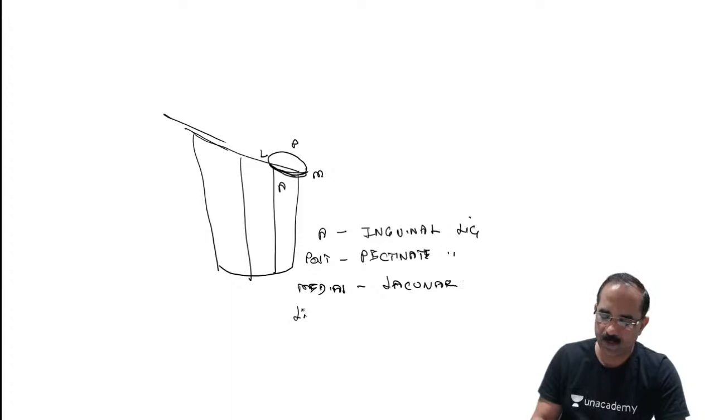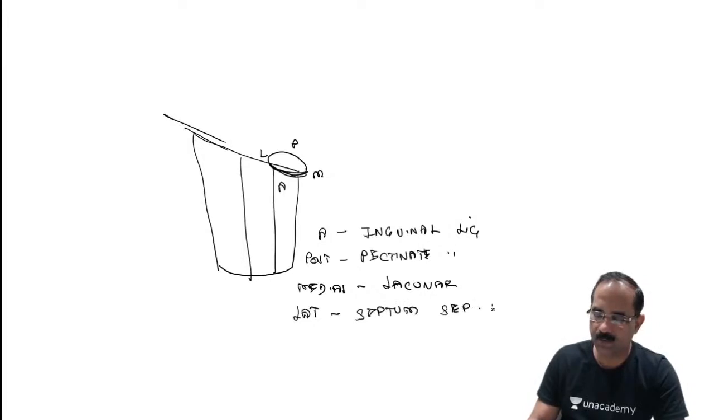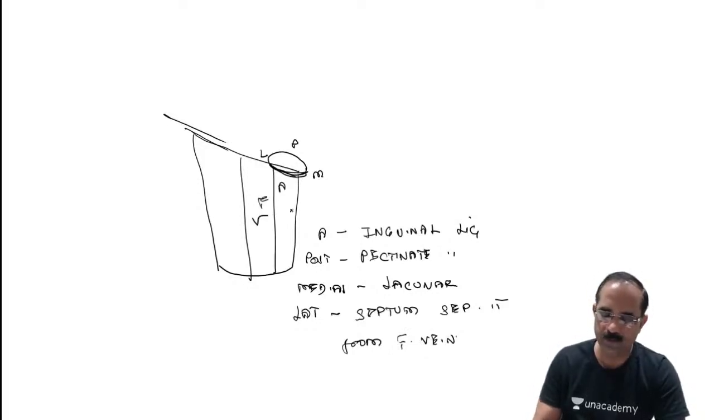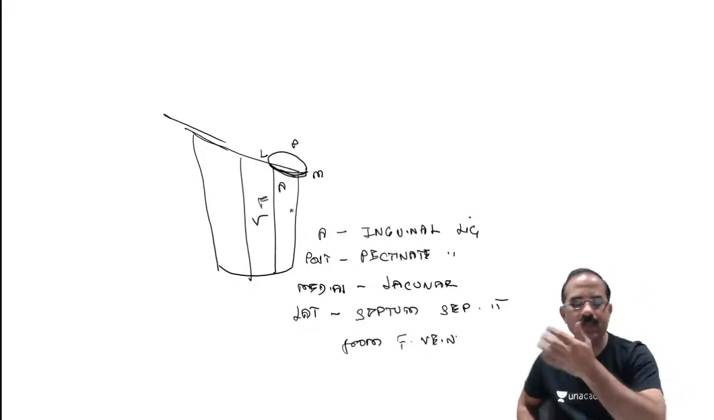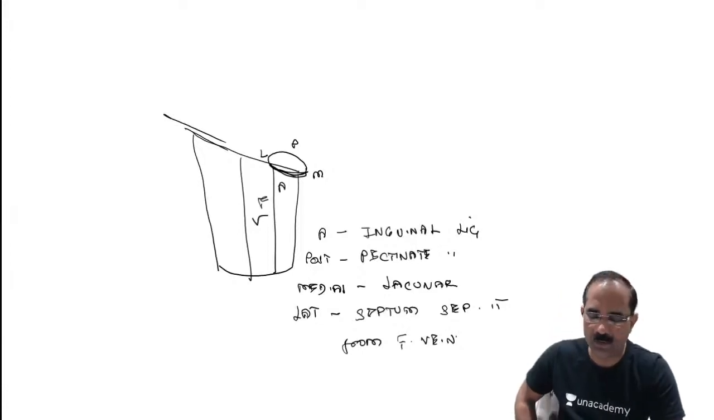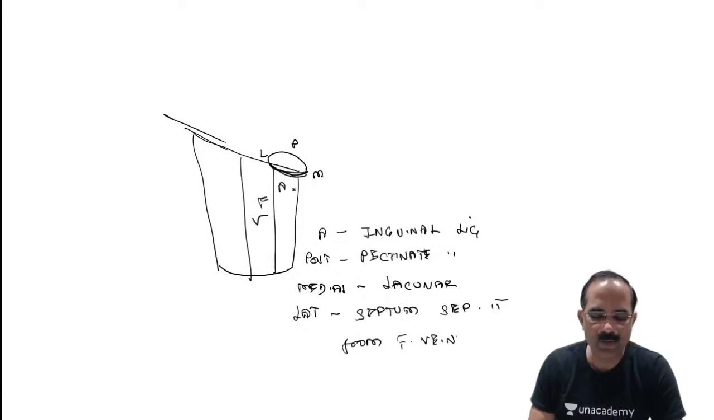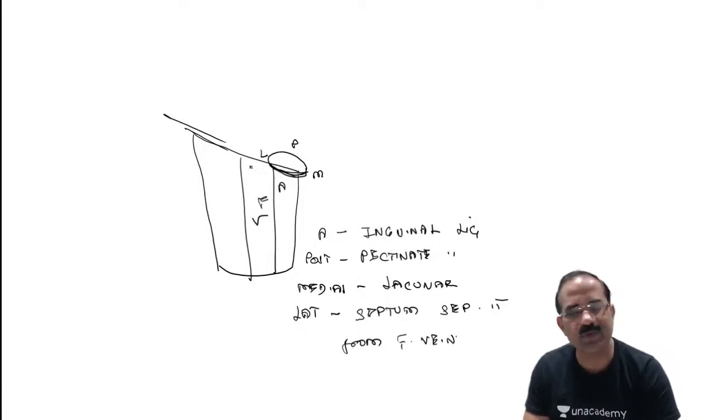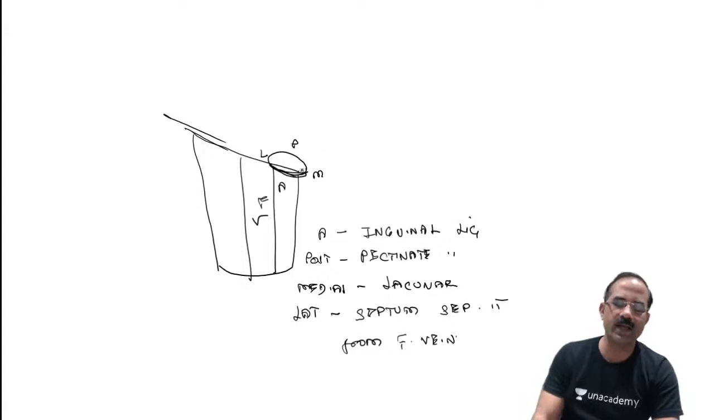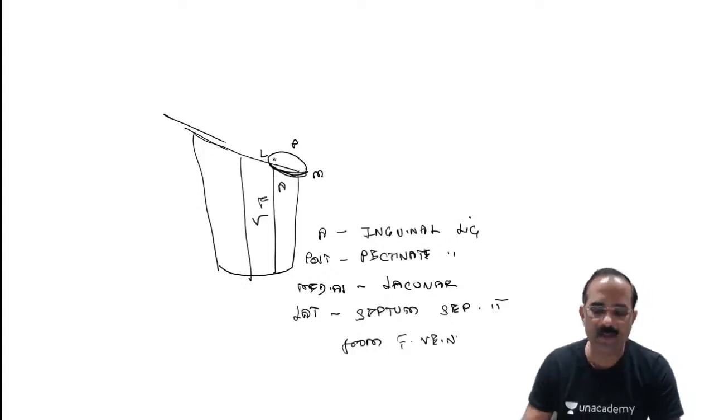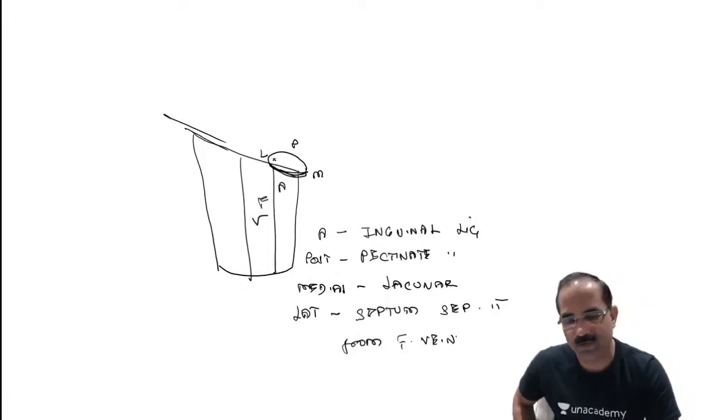Medial is the lacunar ligament. And laterally is the septum separating it from the femoral vein. Is this clear to all of you? So that's the femoral canal. Anterior boundary is formed by the inguinal ligament. Medially is the lacunar ligament, posteriorly the pectineal ligament, and laterally is the septum separating it from the femoral vein.